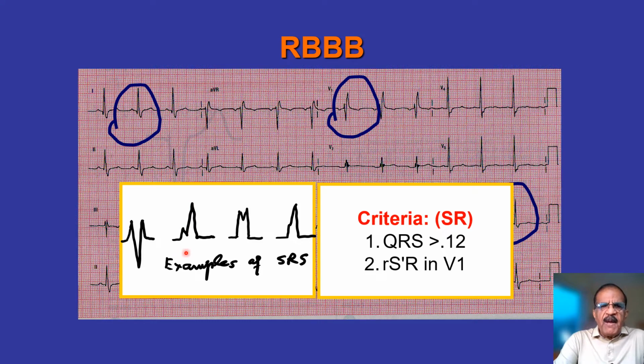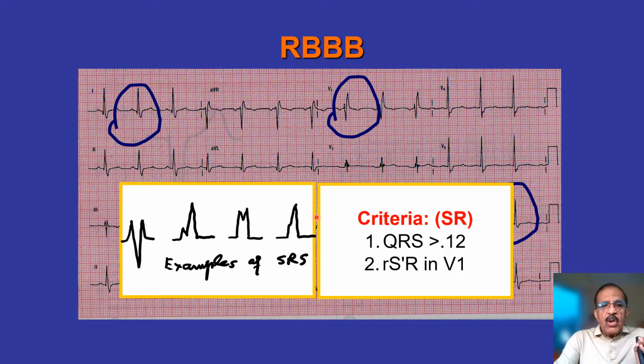So this type of pattern, where both complexes are upward with the S wave not going below the baseline, or this one upward with only a slight slur in the upslope, are all examples of RSR patterns. It would be written in different formats depending on the size of the R. The small wave is written in lowercase and the big wave is written in uppercase. So this is actually the way it is written.